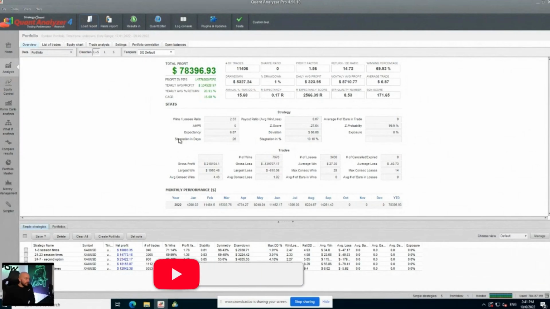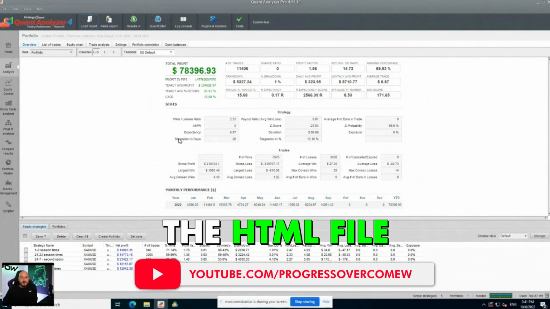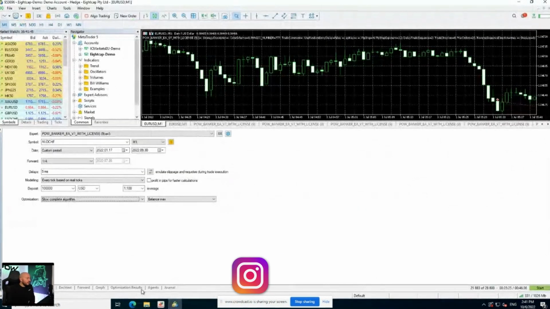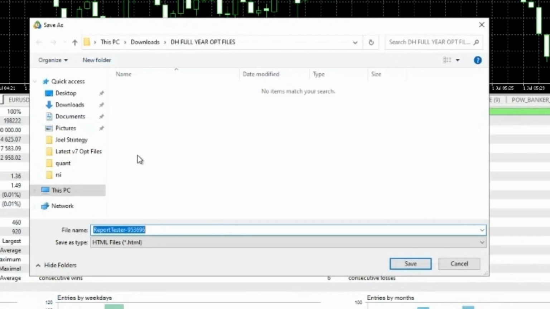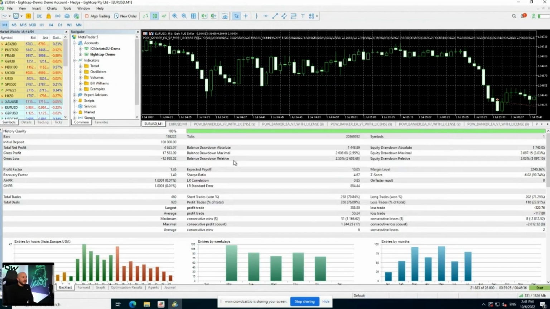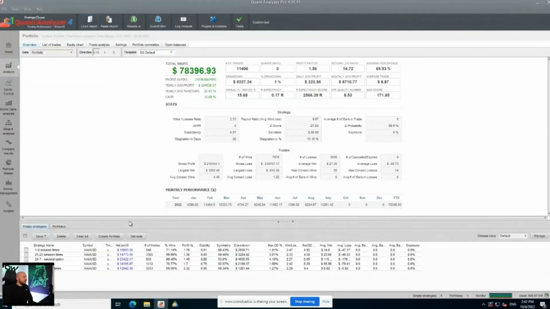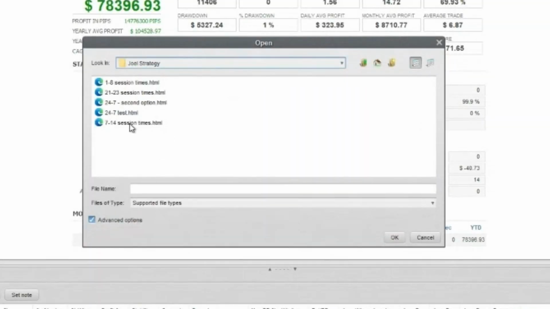Quant-Analyser. It is super simple. You've got to save the HTML file on your backtest. So again, when you've got a report that's done, you right click, you report, save the HTML file. That's all you need to do. That will save the data in the backtest in HTML format with a load of supporting files. All you then do is go into Quant-Analyser, you click load report, and you find that HTML file.